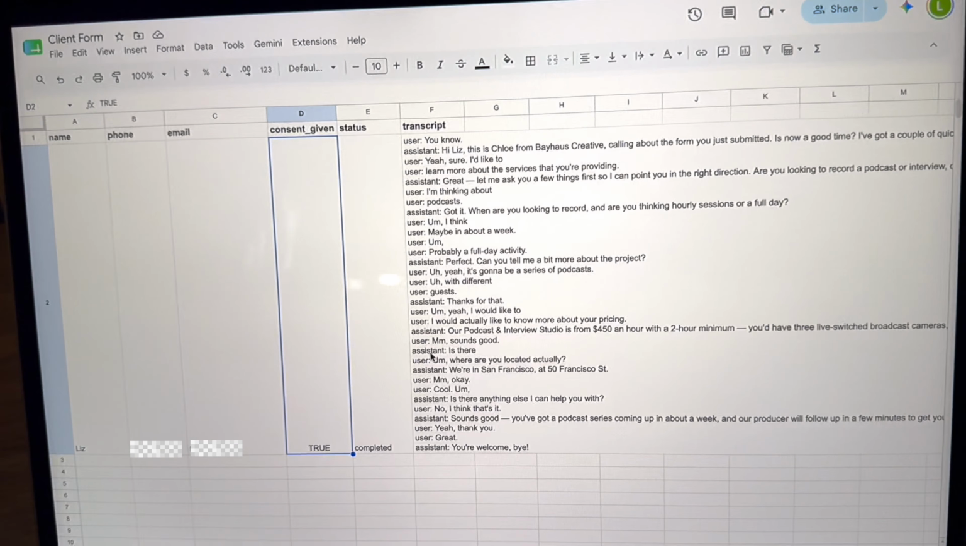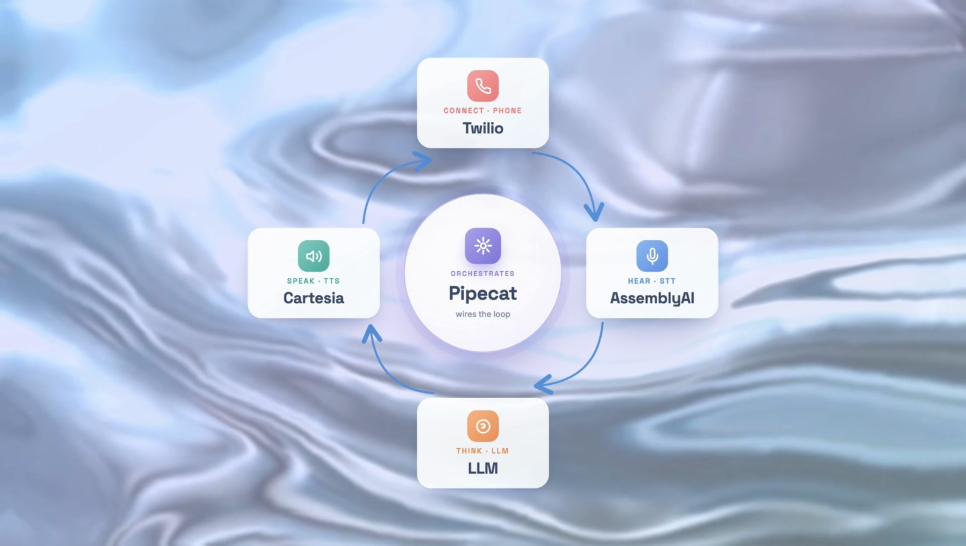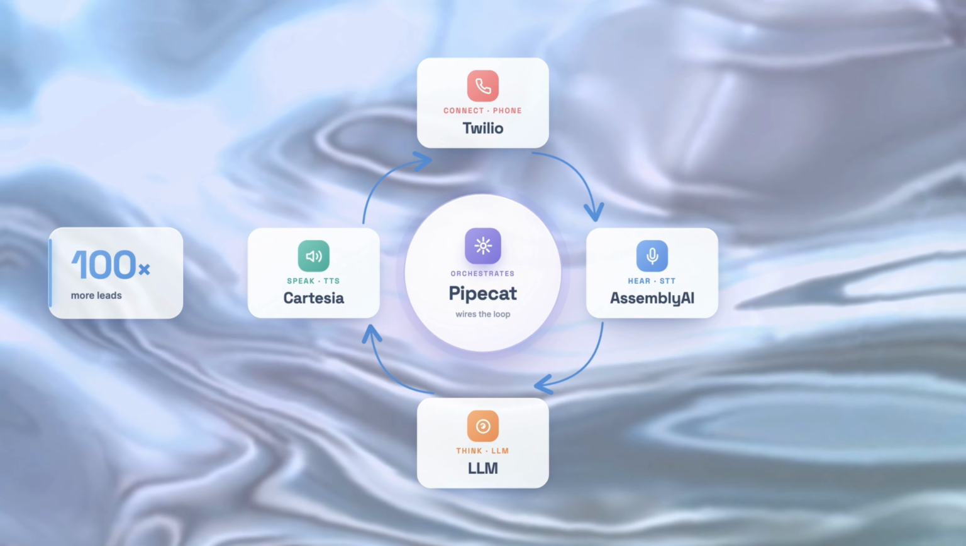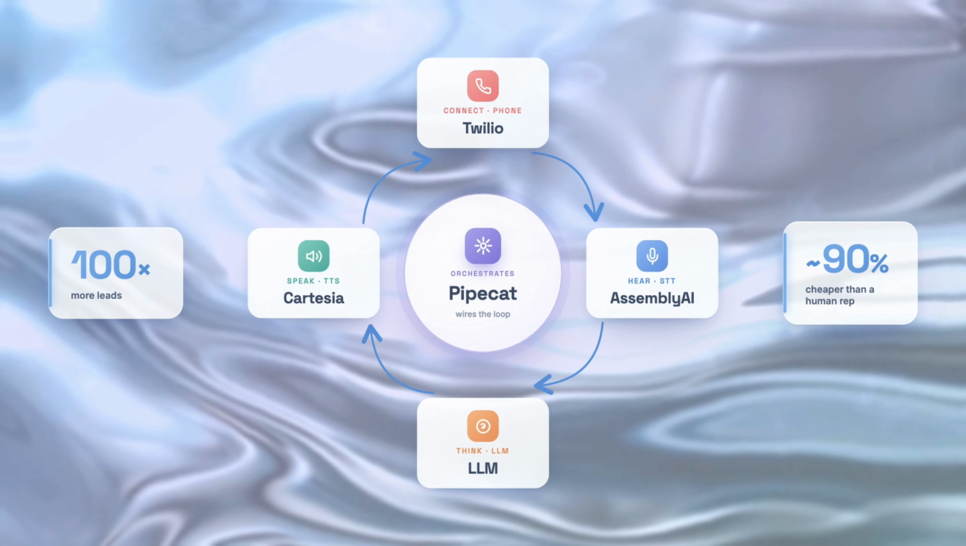And now you see the status change to completed. And the full transcript of the call shows up right here, automatically. And that's the voice agent I built that took leads 100x for the agency, about 90% cheaper than a human sales rep.